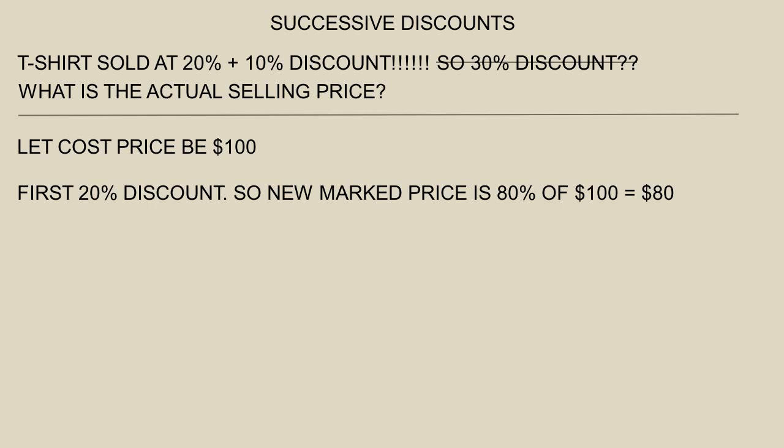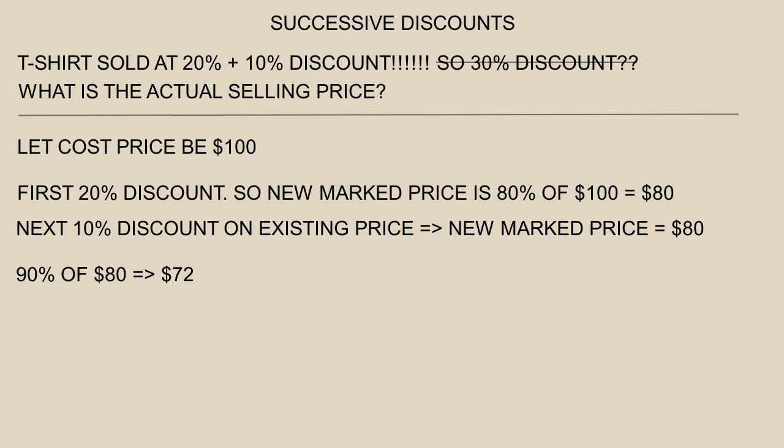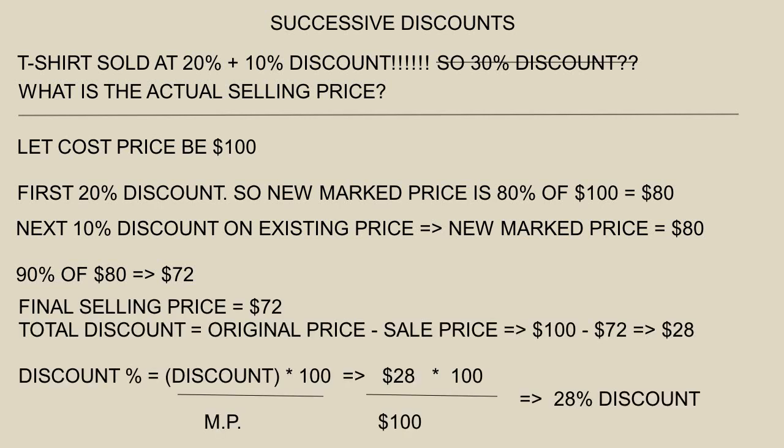So the first discount of 20% would mean 80% of the marked price of $100, which is ultimately $80. The next discount would be of 10%. This would be on the existing price. So a 10% discount would mean 90% of the price of $80, which is $72. The final selling price is $72, and therefore the total discount is the original price minus the current sale price, that is $28, and the discount percentage, that is discount by the marked price into 100, which is $28 by $100 into 100, which is 28%.